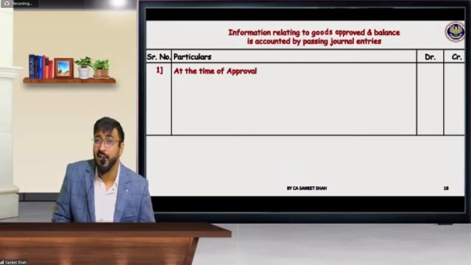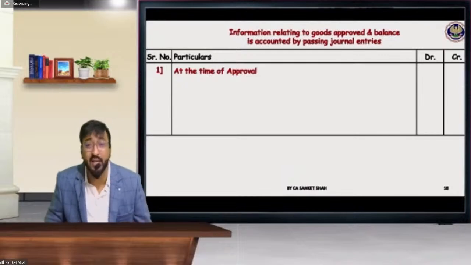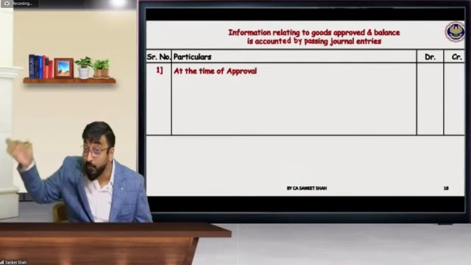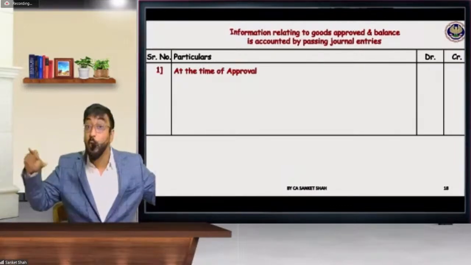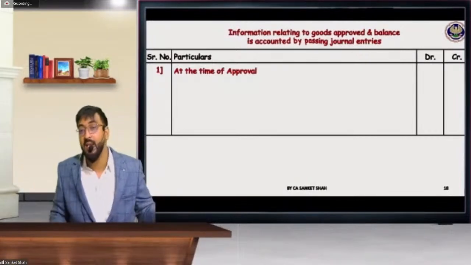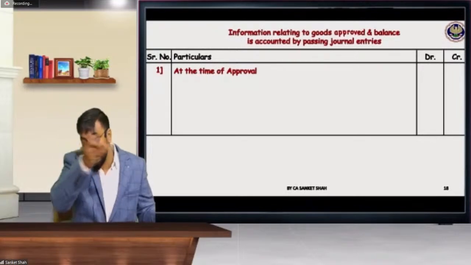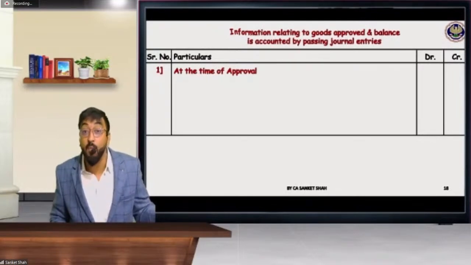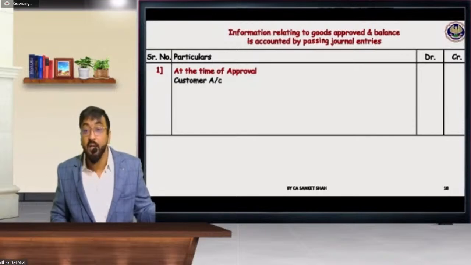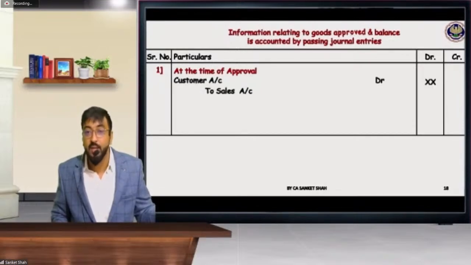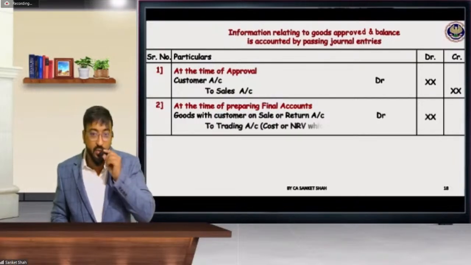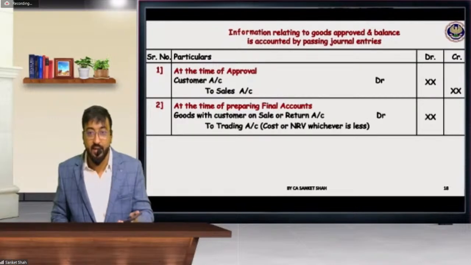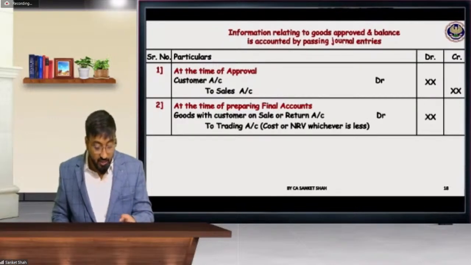So sir, in case of sent, there will be no goods entry; the casual approach is different and the frequent approach is different. In frequent we will prepare columns; in the casual approach no columns, directly entry. In frequent approach, at the time of approval, what is the entry? Customer account debit to sales. And the second entry, at the time of final accounts, goods lying with customer account debit to trading account. This is the entry at the time of preparing 31st March accounts, the cut-off day.